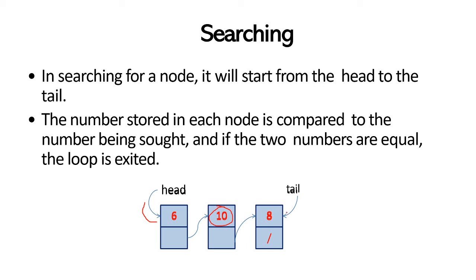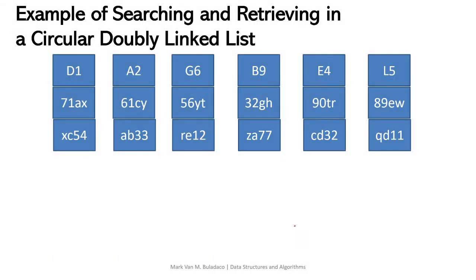Okay, so usually in Java, it will return -1 because the node that you're looking for does not exist in the linked list. If the node is found, the searching will return the value of the info. Okay? Now, we'll proceed to an example of searching and retrieving in a circular doubly linked list.